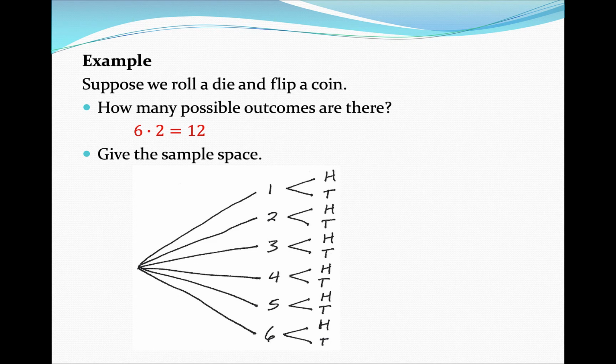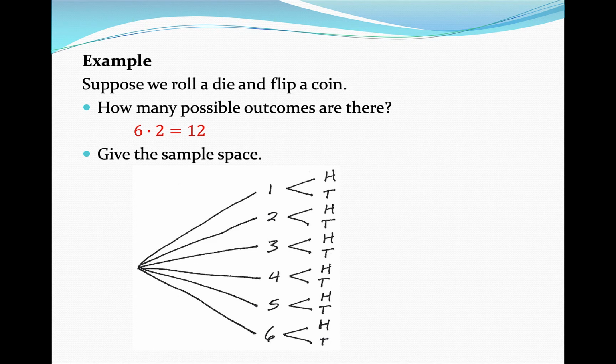In terms of reading this, you can see the trailing branches. The trailing branches are basically the last set of branches for the last operation that you completed. So you can see the last operation here is flipping the coin. So if you count that last column, you'll count that there are 12 possible outcomes here.